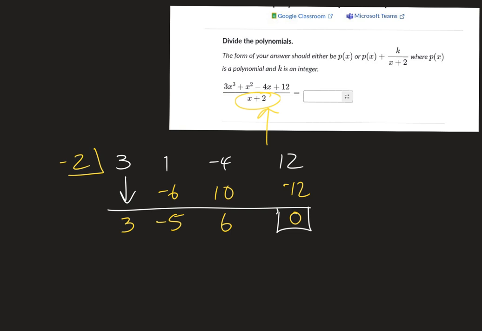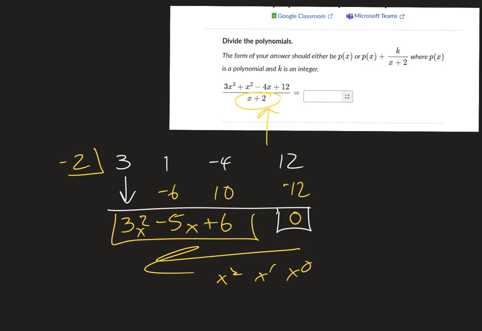Now all we have to do is backfill this. We're going to fill it this way. We're going to start with x to the 0, then x to the 1, then x squared. X to the 0, we don't write anything. X to the 1, we just write x, and then x squared. If it's positive, put a positive there, and we get the exact same answer. 3x squared minus 5x plus 6. There we go. Hopefully you can see, I think synthetic on this type of problem is a little bit easier.